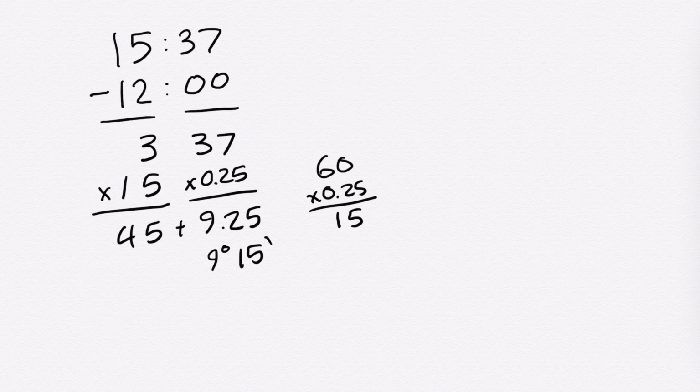So I then add the hour part and the minute part together, and that'll give me my east-west coordinates, or longitude. So that'll be 45 plus 9 degrees 15 minutes, which gives us 54 degrees and 15 minutes west.